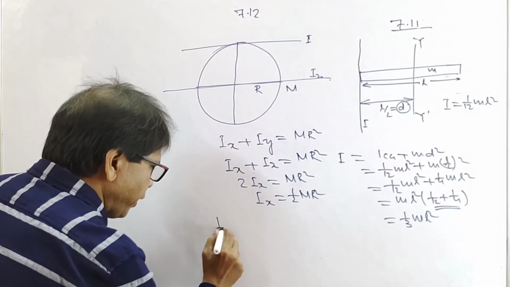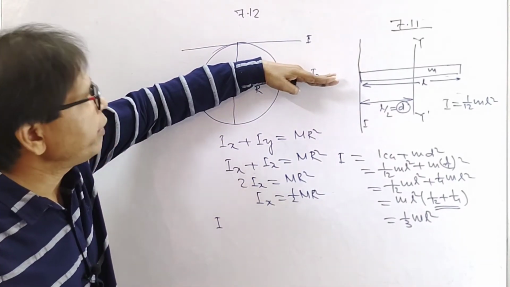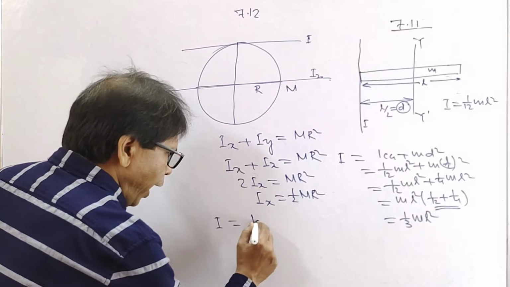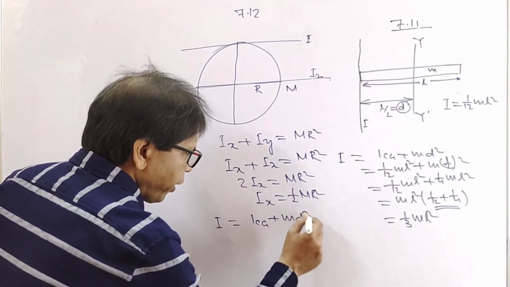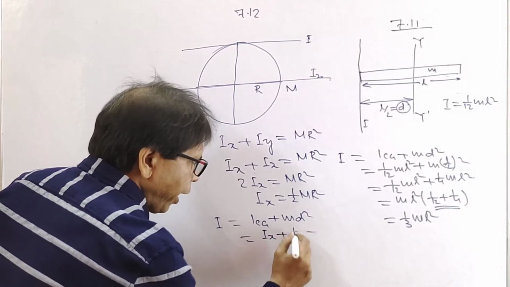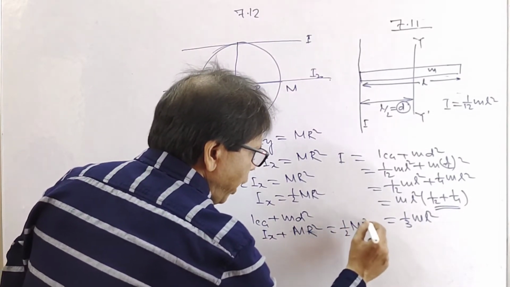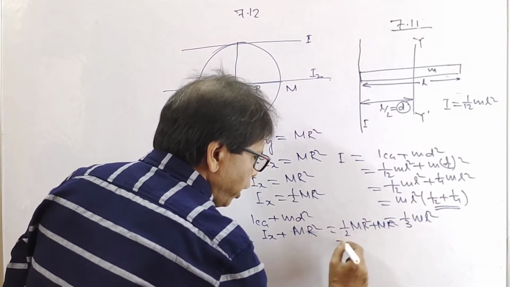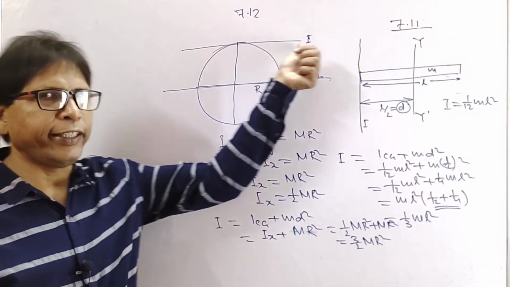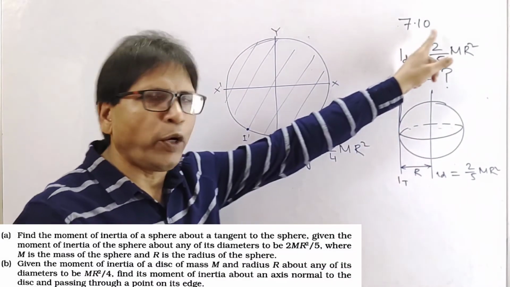If we apply the parallel axis theorem, we know the moment of inertia about the CG, that is Ix. We have to calculate the moment of inertia about this axis. So I equals I CG plus M d square. Now I CG means Ix, and M d square means capital M r square. So this is half M r square plus M r square, which is 3 by 2 M r square, the moment of inertia of the ring about this axis. Okay, understood?